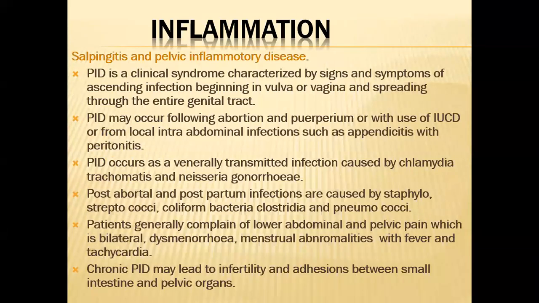Now, first of all, the inflammation. As you know, pelvic inflammatory disease is the most common cause of infertility in our areas, in developing countries, and it leads to salpingitis. PID, pelvic inflammatory disease, is a clinical syndrome characterized by signs and symptoms of ascending infection beginning in the vulva or vagina and spreading through the entire genitals. As you know, because of unhygienic conditions and lack of awareness in our areas, the chances of pelvic inflammatory disease are more than in the developed areas.